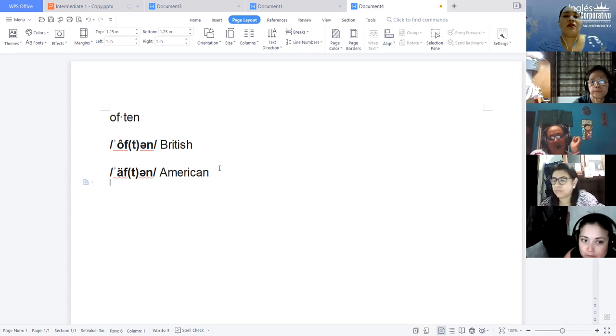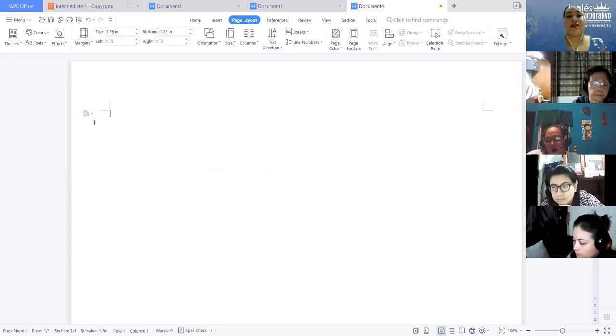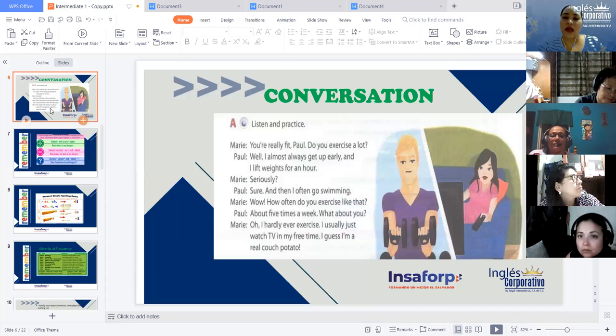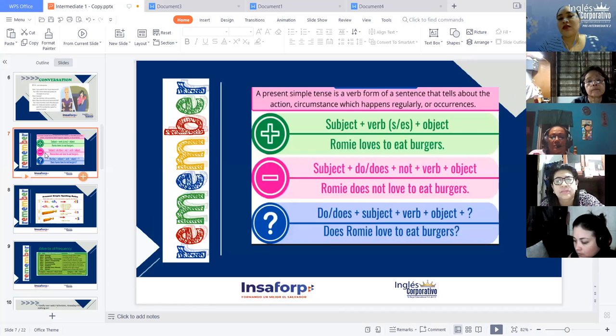Awesome. So we are going to delete this, right? This is my whiteboard. So this is what we had for today. Yesterday, we were studying the conversation, right? And here, as you might be able to see, we are going to be studying simple present. I just placed this image here for you to remember simple present tense, right?